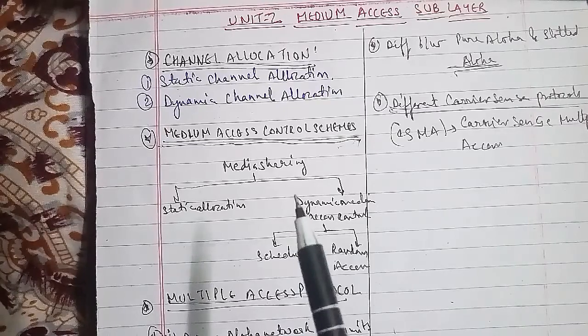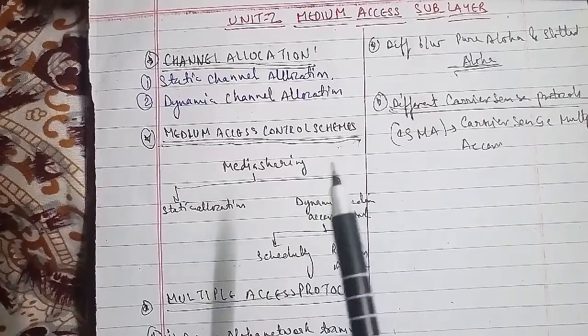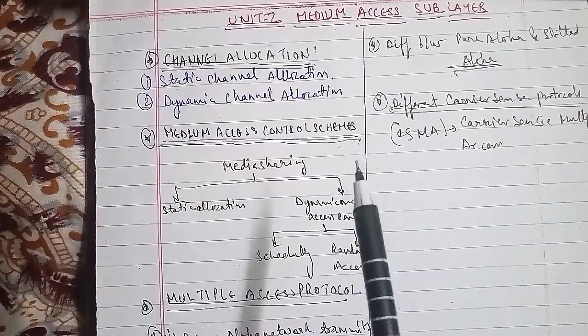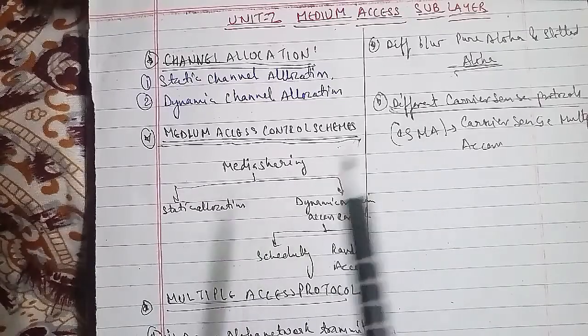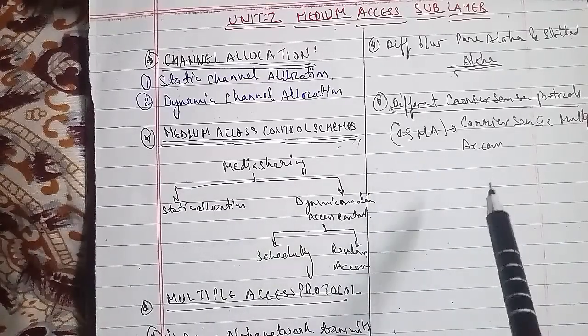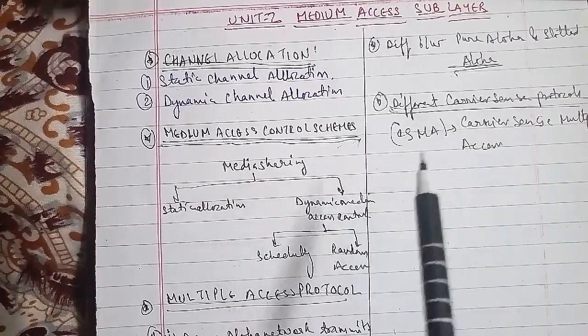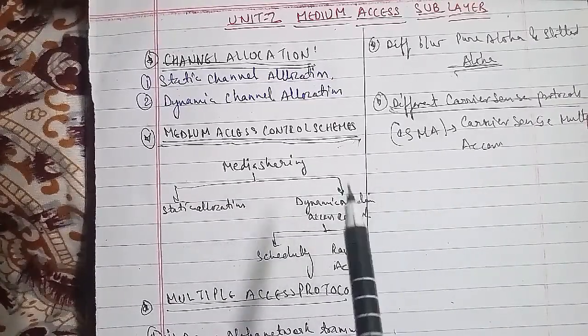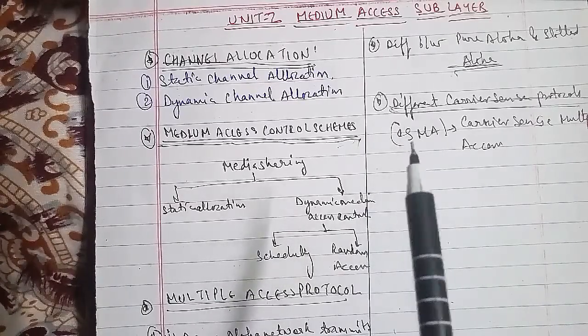Persistent CSMA, and the second is P-persistent CSMA. These were the two. In the first one, 1-persistent CSMA, any station wishing to transmit monitors the channel continuously until the channel is idle, and then transmits immediately with probability 1, hence the name 1-persistent.